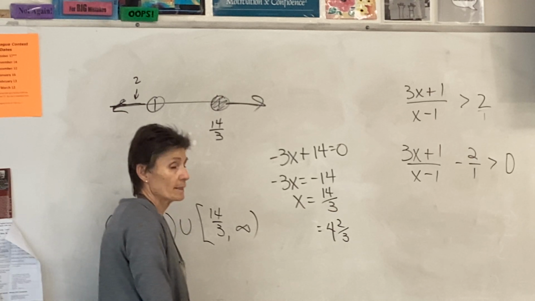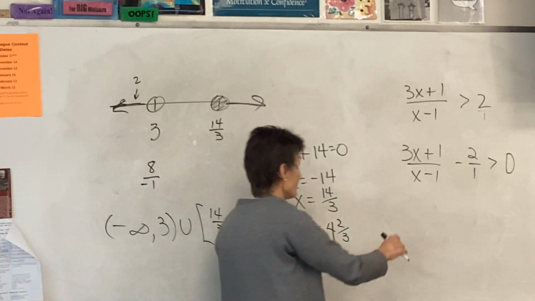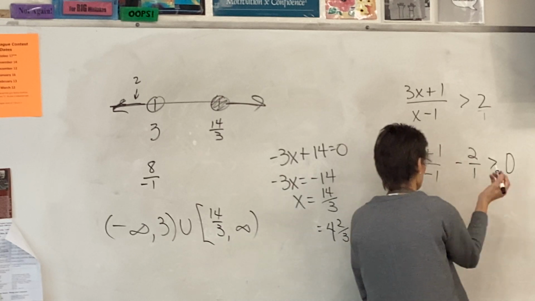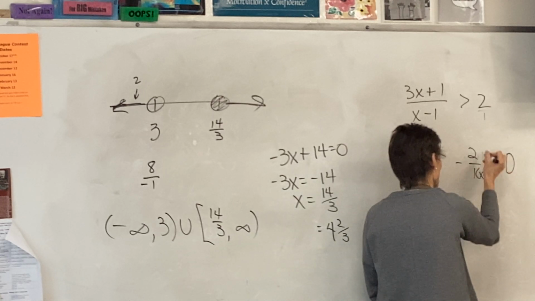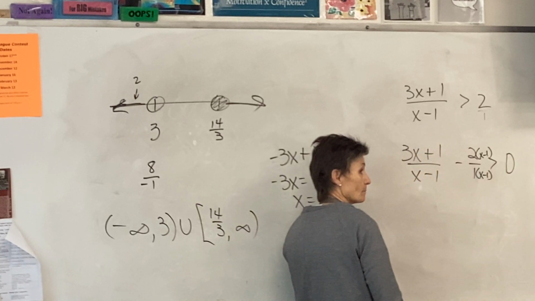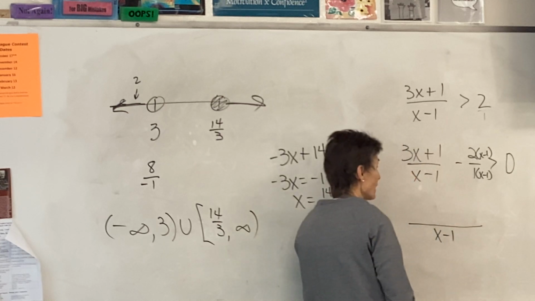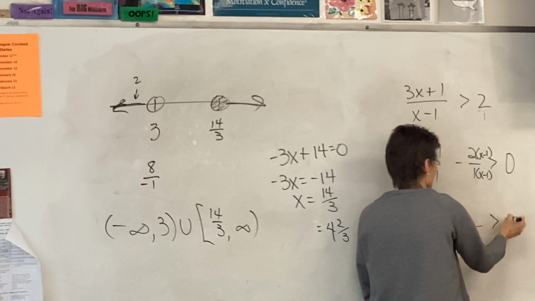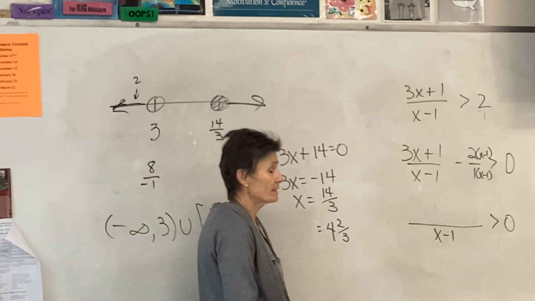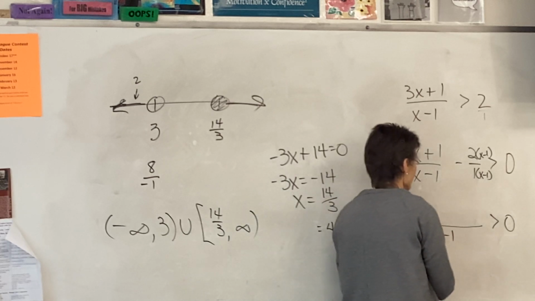Common denominator. Get a common denominator, and my common denominator will just be x minus 1, right? So that's good, so this one's gonna get an x minus 1. And now I can put them together. I have to keep the denominator because it's an inequality. I can lose denominators in equations, but not in inequalities. So I make one big giant fraction.